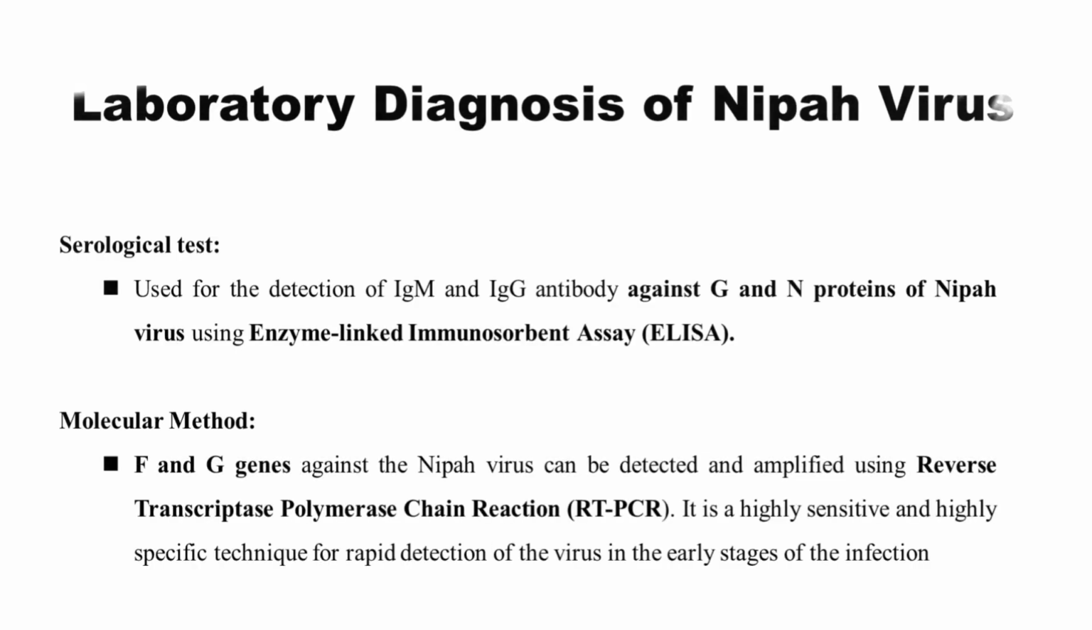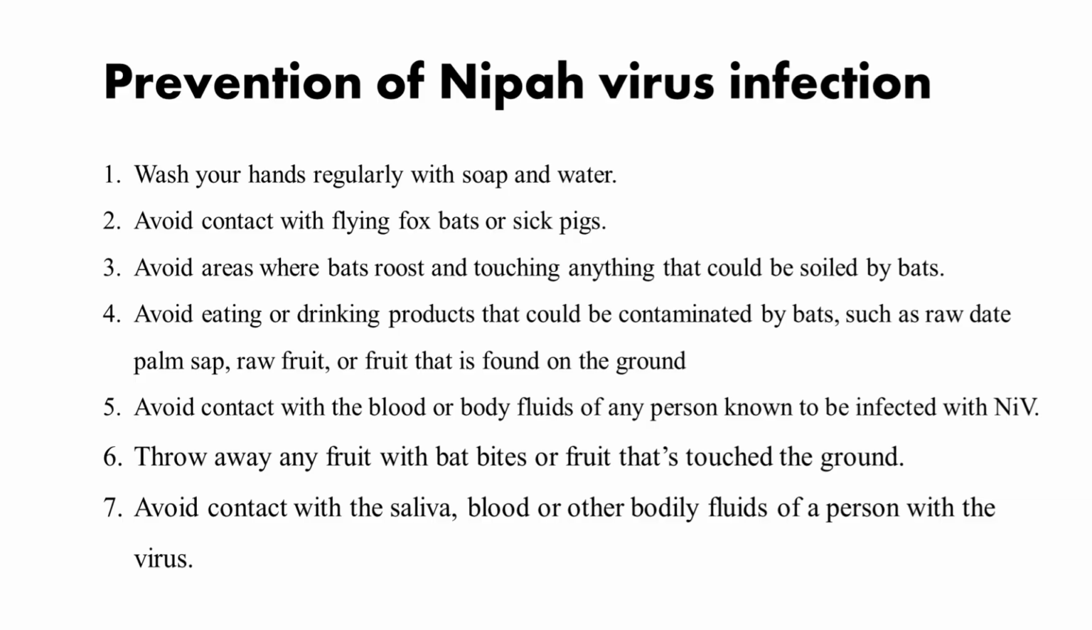Let's talk about the serological test. Serological tests are used to detect IgM and IgG antibodies against the G and N proteins of Nipah virus using enzyme-linked immunosorbent assay, ELISA. IgM antibodies are detectable during the first 5 days of symptomatic illness in more than 50% of patients. Similarly, in the molecular method of diagnosis of Nipah virus, the F and G genes of the virus can be detected and amplified using reverse transcriptase polymerase chain reaction, RT-PCR. It is a highly sensitive and highly specific technique for rapid detection of the virus in the early stages of the infection.